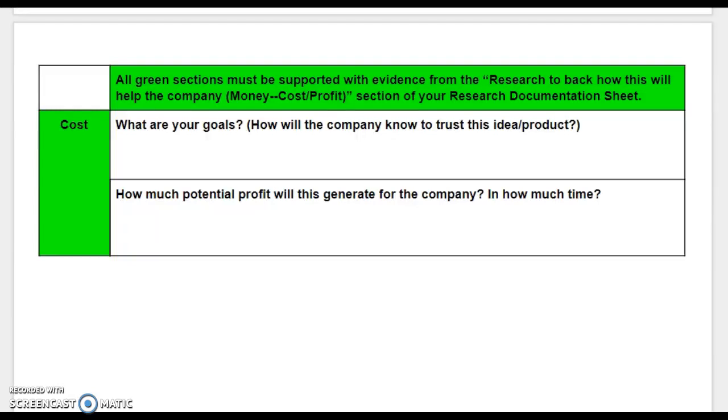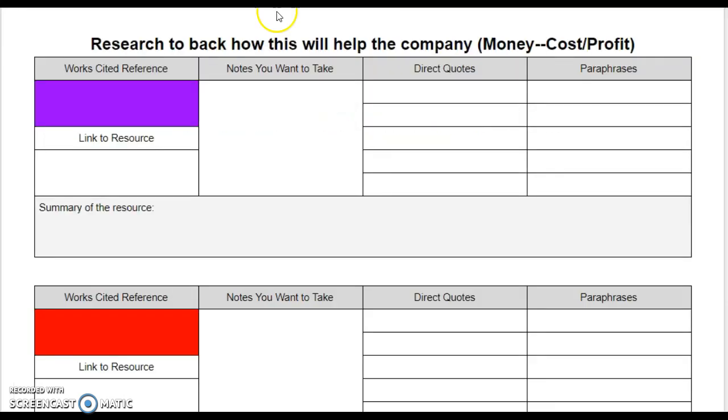This is a quick video about the final section of your investment proposal brainstorming. This section is all about cost, and just like the other sections, you'll notice that it says that all these green sections must be supported with evidence from the research to back how this will help the company. Money, cost, profit section of your research documentation sheet, which on your research documentation sheet looks like this.